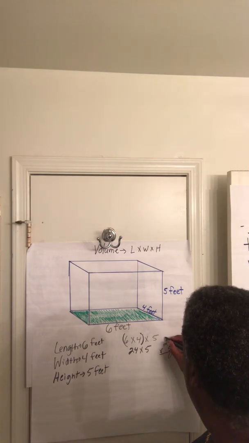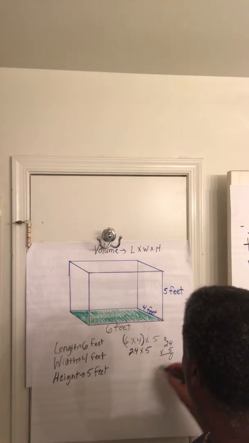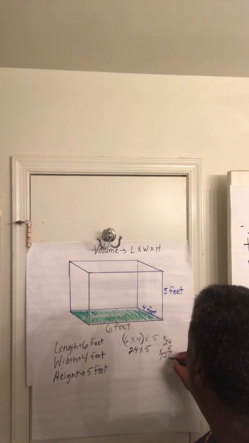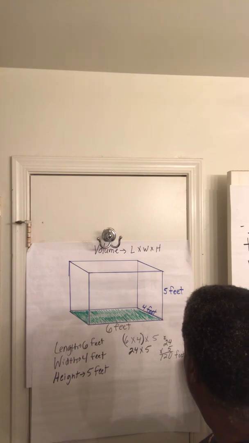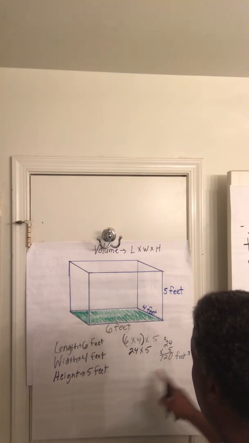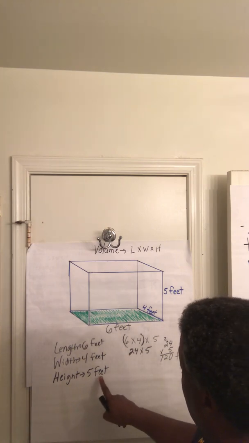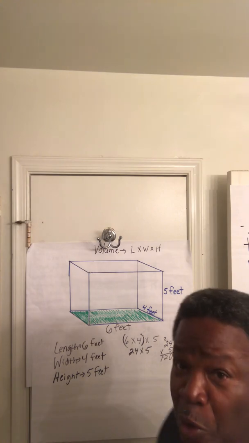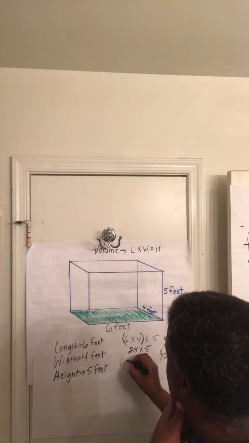5 times 4 is 20. Carry the 2. 5 times 2 is 10. Plus 2 more is 12. So I end up with 120 cubic feet. So I wrote the unit. We know the measurement of the cube. It's feet. So it's feet and it's a little 3 to show 3 dimensions, cubic units. Now let's write those 3 factors again.